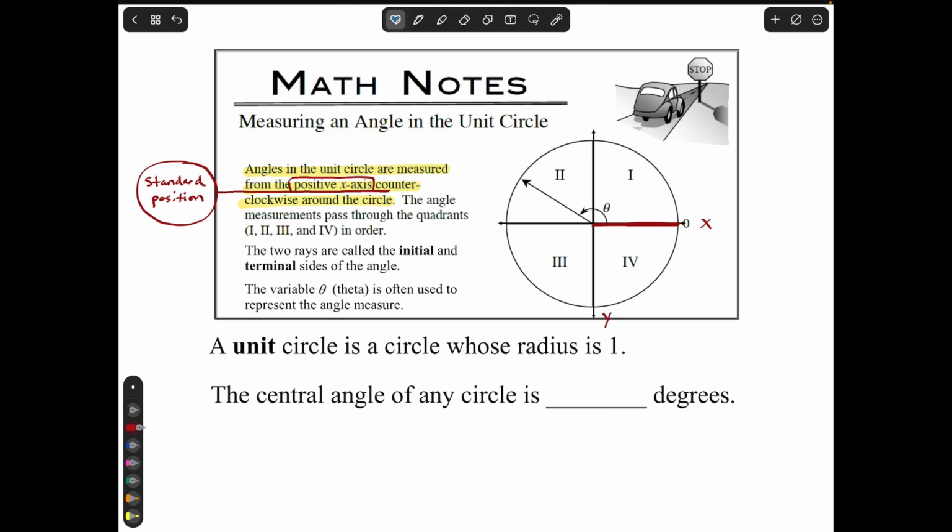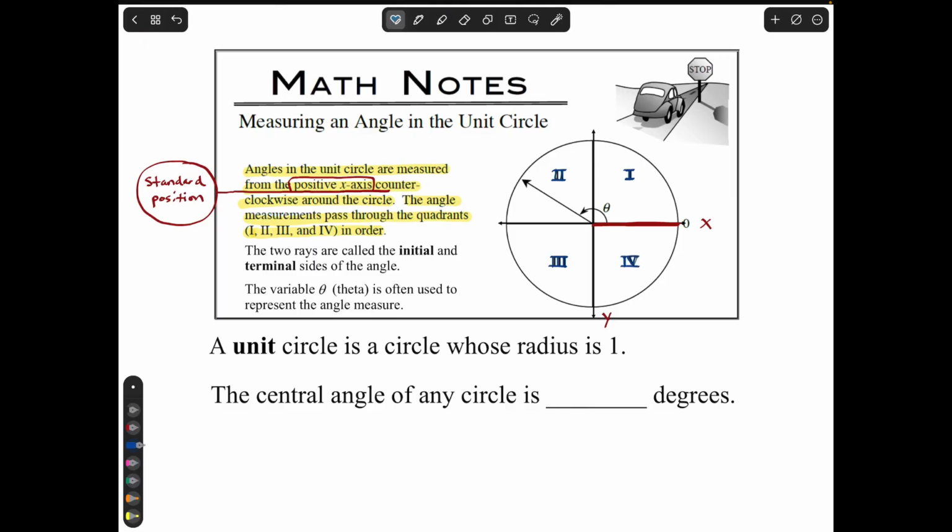Now, it says as we continue on, the angle measurements pass through the quadrants 1, 2, 3, and 4 in order. Since we are traveling around the circle counterclockwise, we've got our first quadrant. As we go up from our standard position, that first quadrant is what we call quadrant 1, and then as we go around, quadrant 2 is the top left. Quadrant 3 is the bottom left, and quadrant 4 is the bottom right. Hopefully you remember that, but it's a good little review just in case.